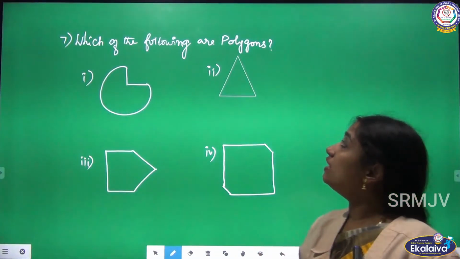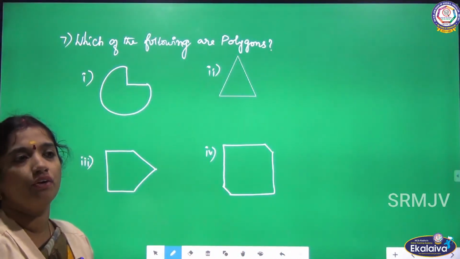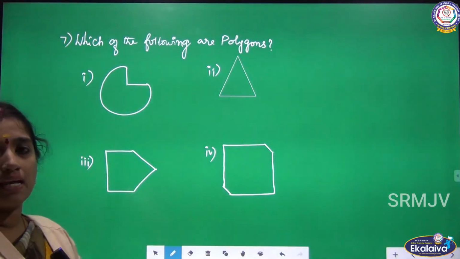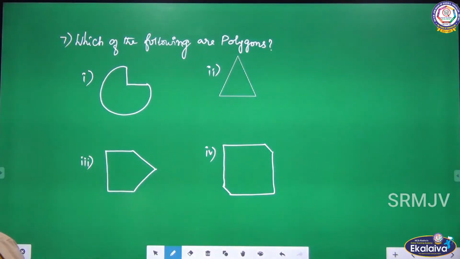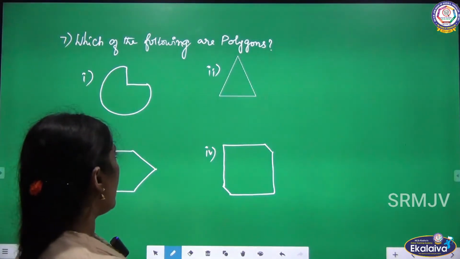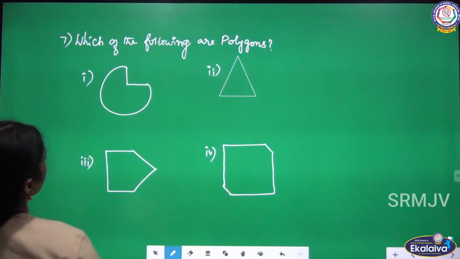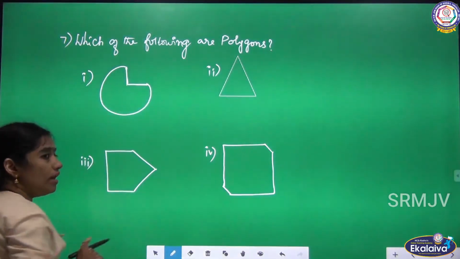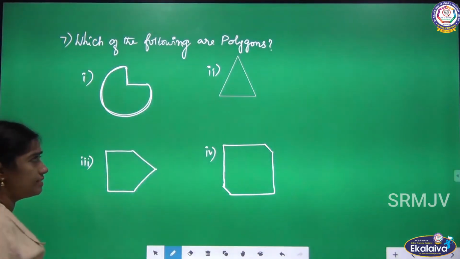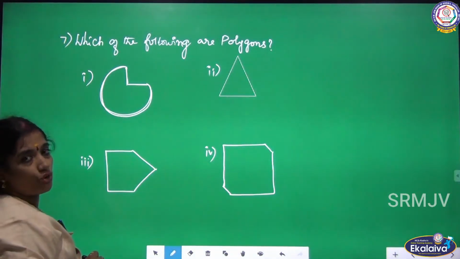Here, which of the following are polygons? What is meant by a polygon? Yes? Very good. A polygon is a closed figure having line segments joined together. A polygon is a closed figure which has 3 or more line segments. Got it? See here, the line segments are there. What is that? 1, 2. 2 line segments are there, but a curve is there. So I cannot consider this to be a polygon. The first one is not a polygon.